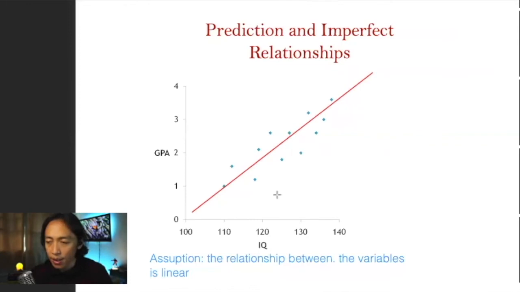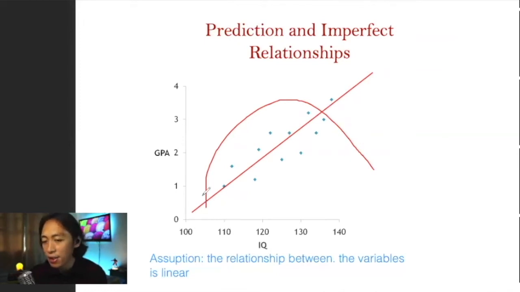Because it might be that if we have, for example, a scatter plot like this, the configuration of the scatter plot is better represented by a curved line. So that is not a linear relationship. An increase in X initially leads to an increase in Y, but at some point in the increase in X, it begins to plateau.